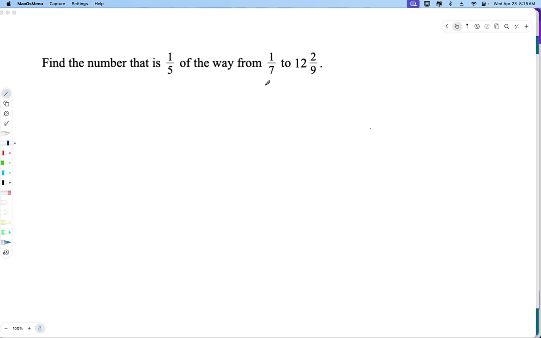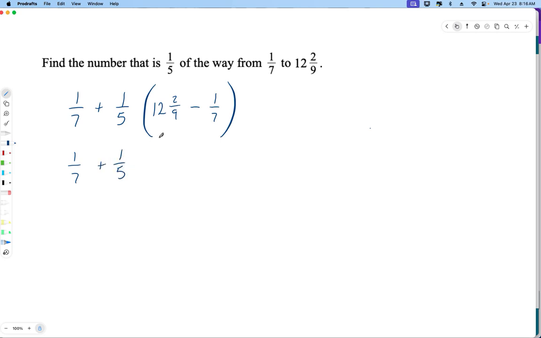All right. So starting point, fraction, range. Improper fractions. 9 times 12 is 108 plus 2. That's 110 over 9, minus 1 over 7. Common denominator.